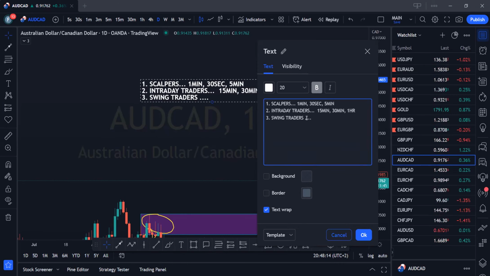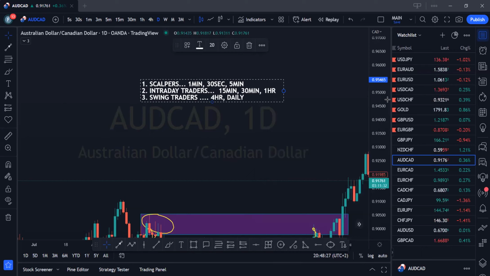So swing traders will usually take entry on the 4 hour time frame, and then some on the daily time frame. So now back to your question, Mr. Idris. You are asking what time frame is ideal for marking support and resistance. So the ideal time frame will be based on the kind of trader that you are, right?